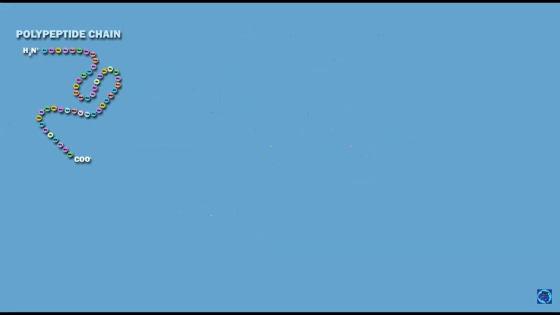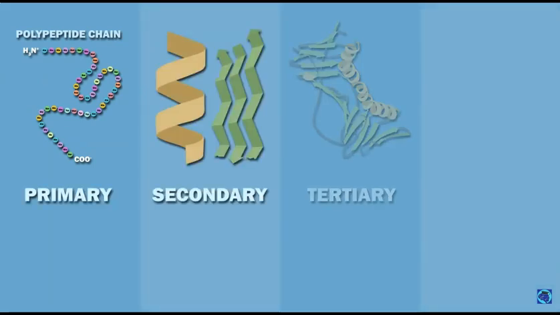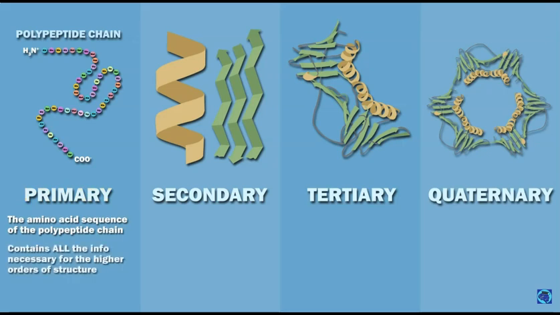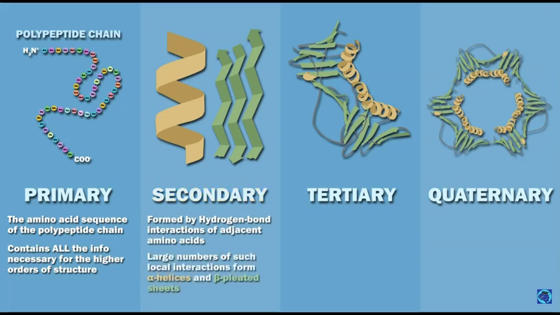Protein structure can be described in terms of 4 levels of organization: primary, secondary, tertiary, and quaternary structure. The primary structure is simply the amino acid sequence of the polypeptide chain, and it is important to remember that this sequence contains all the information necessary for the higher orders of structure. The secondary structure is formed by hydrogen bond interactions of adjacent amino acids. Large numbers of such local interactions form alpha helices and beta-pleated sheets.